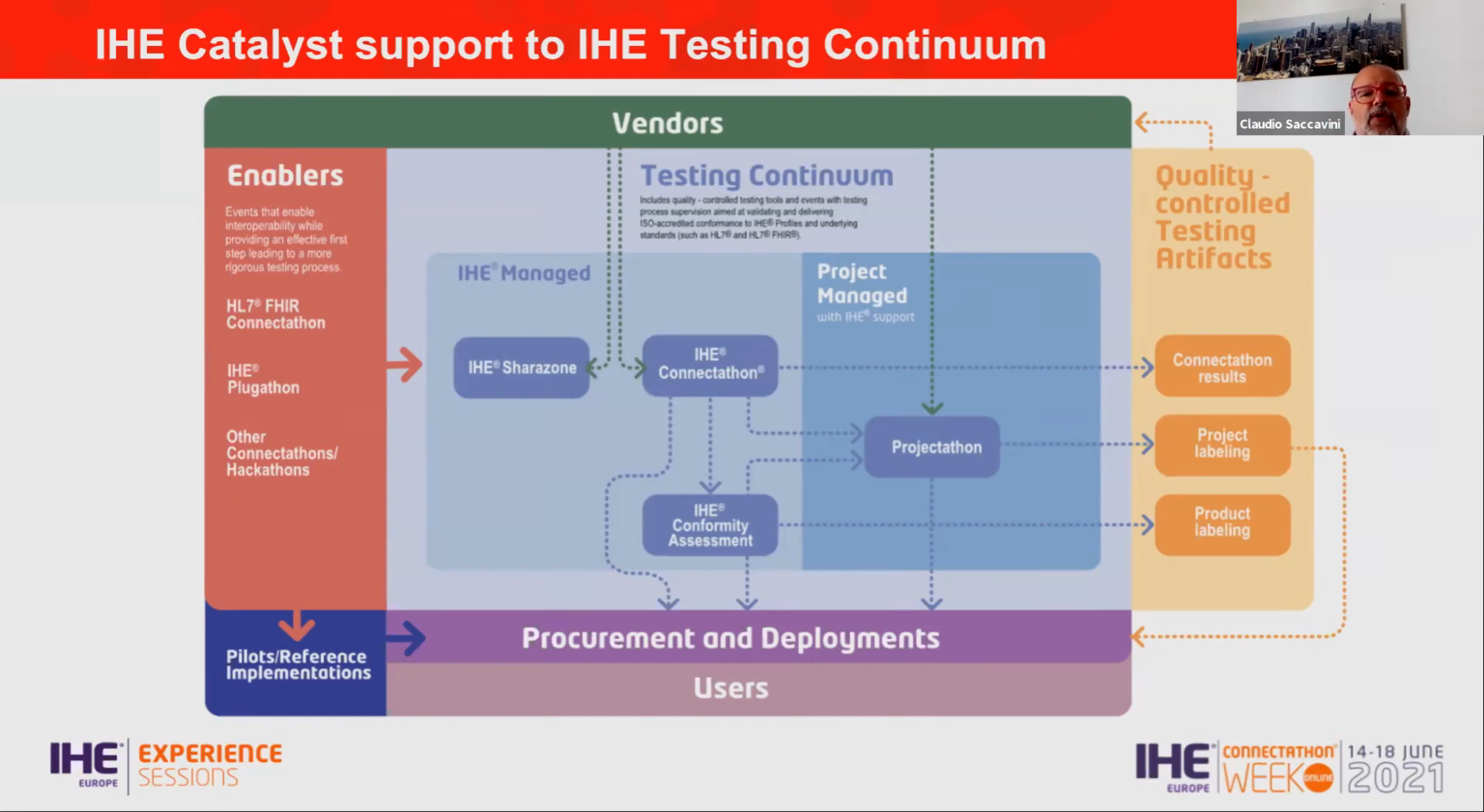And of course, also the IHE conformity assessment. These tests produce quality control testing artifacts. We have the Connectathon result, for example. We have the project labeling coming from Projectathon, and we have the product labeling coming from the IHE conformity assessment. It's very important not to be confused with other types of testing sessions.